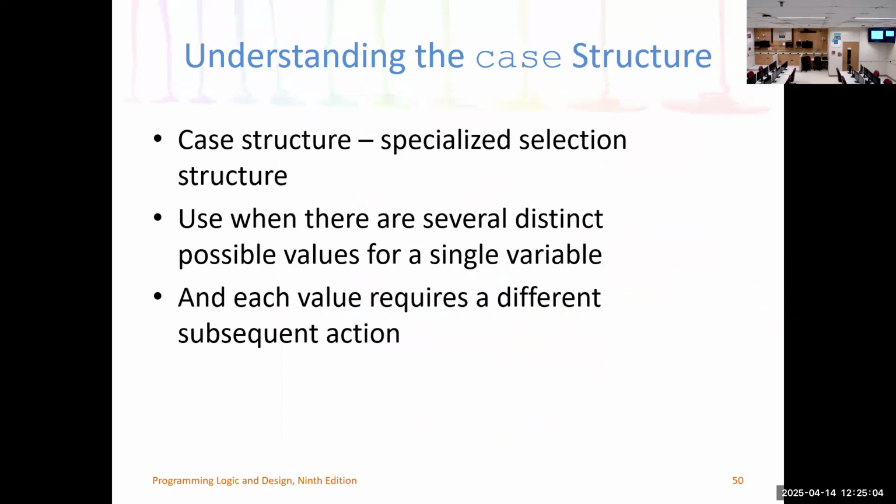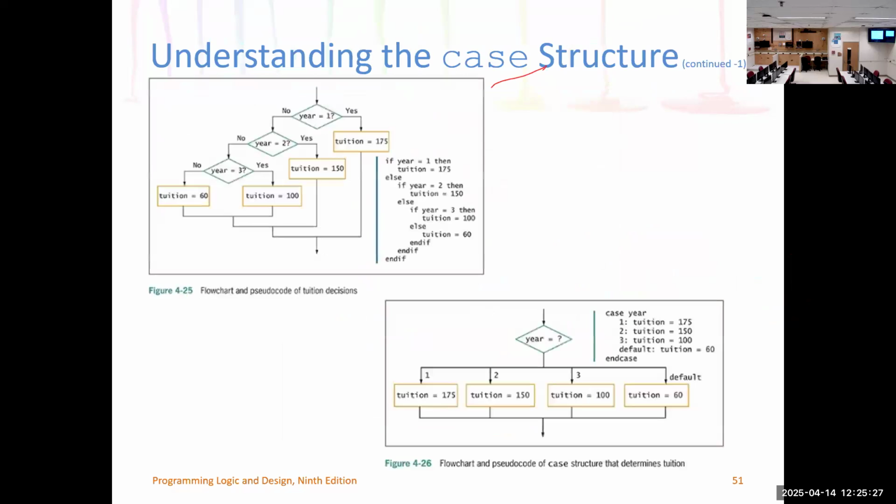Okay, so with selection, you have the case structure also, right? The case structure is a specialized selection structure, and it is used when there are several distinct possible values for a single variable, and each value requires a different subsequent action. Think about this one here, right? If you work with the nested selection, you break it down, nested, and so on.